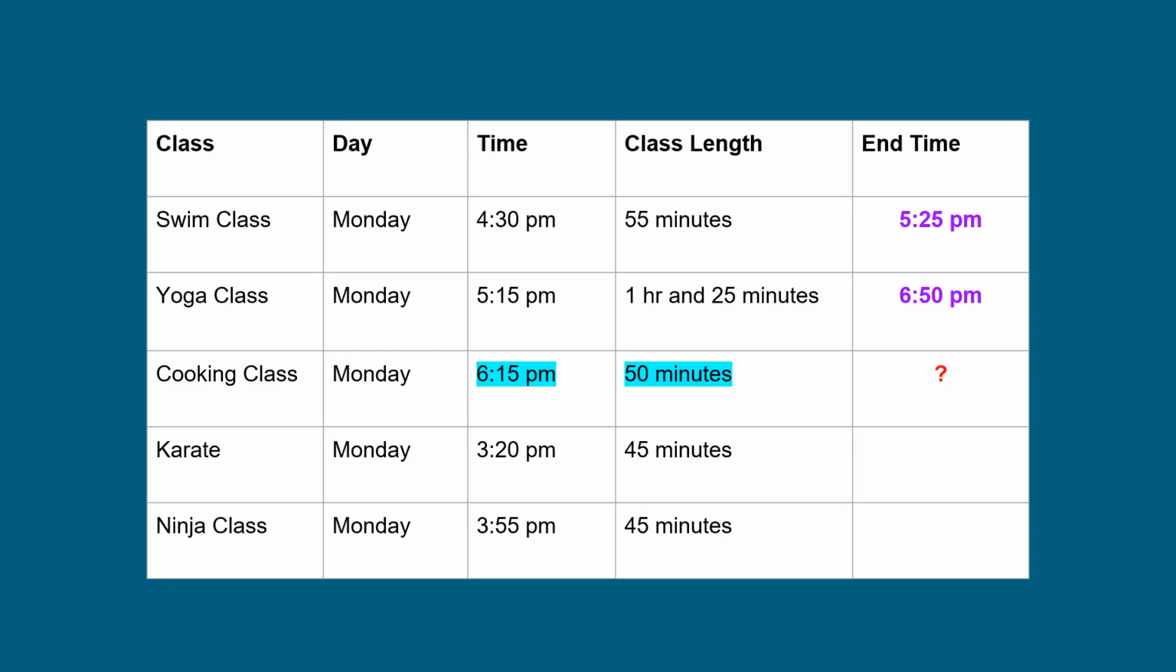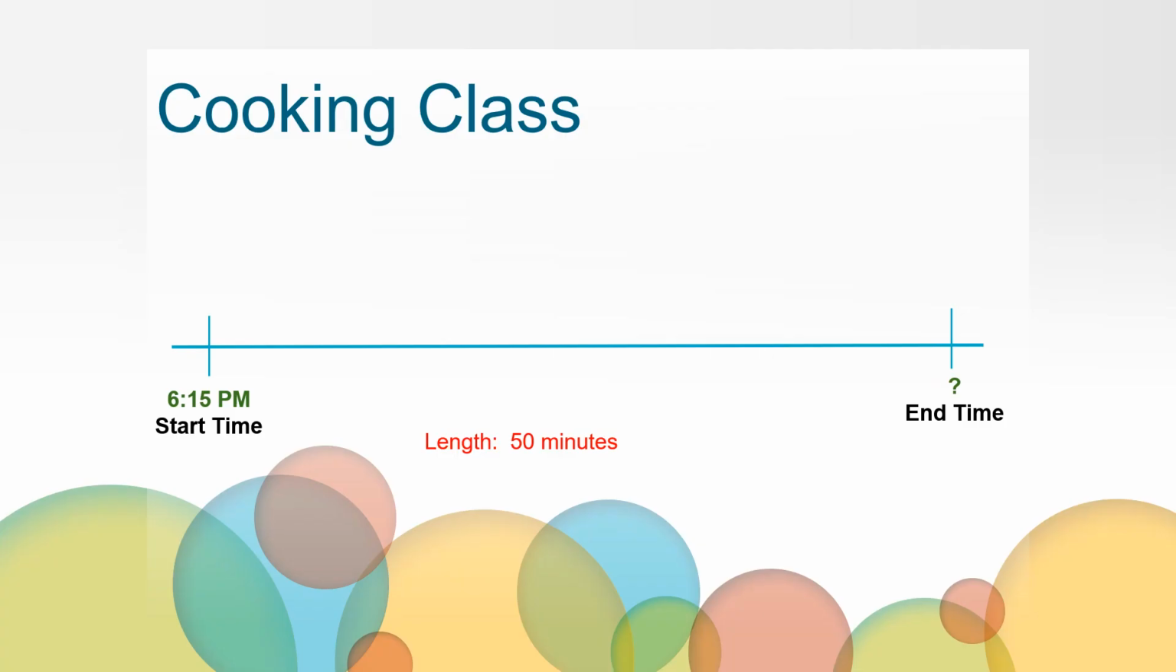Now, figure out the end time for cooking class. It begins at 6:15 p.m. and lasts 50 minutes. You might use a number line that looks like this.